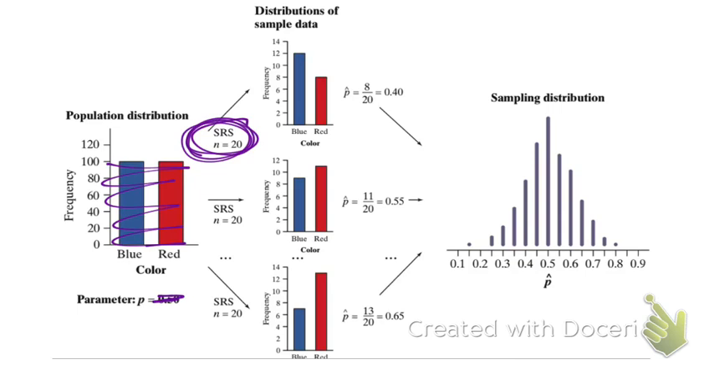And Serena, can you count how many red marbles you just got? Like 8 apparently. Okay. So she just took a sample of 20 marbles out of this bag, and she counted how many of them were red, and she got 8 of those 20 were red. That means that Serena got 40% or a p-hat of 0.4.